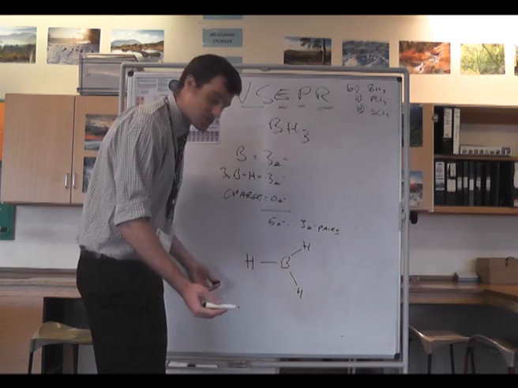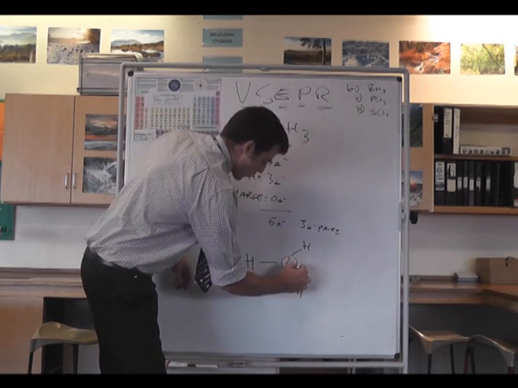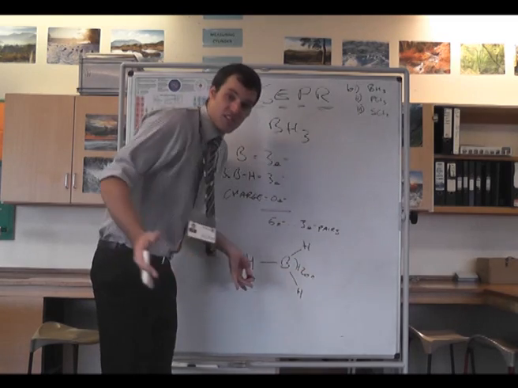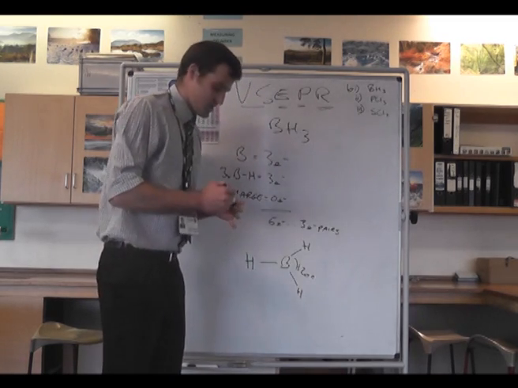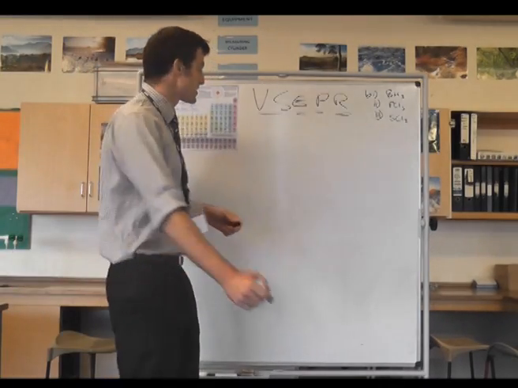What's the bond angle, they may ask you? The bond angle in trigonal planar: they all repel each other exactly the same, so it's 360 divided by 3, 120 degrees. That's it. Good. Right guys, the next one we'll do is PCl3.